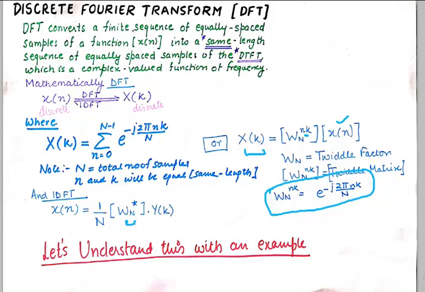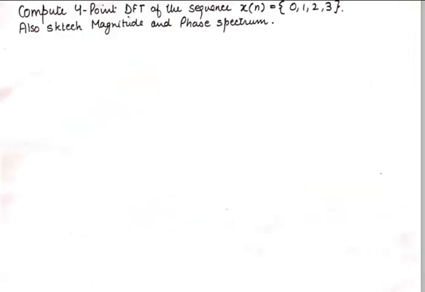Let's understand this with an example. So we need to compute a 4-point DFT of the sequence x of n, where x of n starts here. So this is going to be the origin. This is sample number 1, 2 and 3. So it goes up to sample number 3.